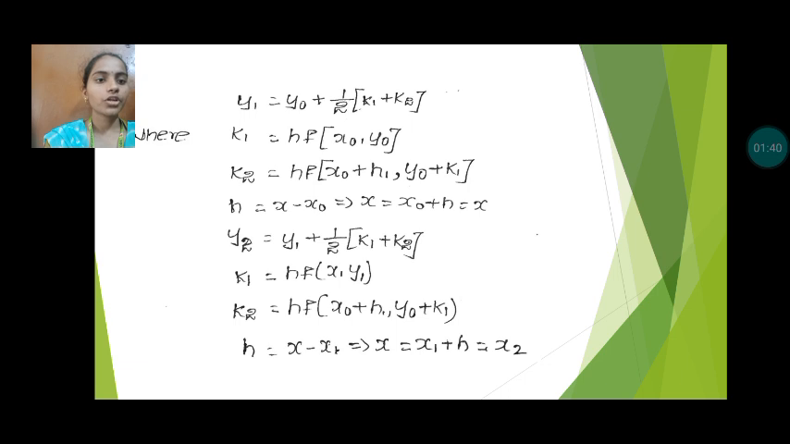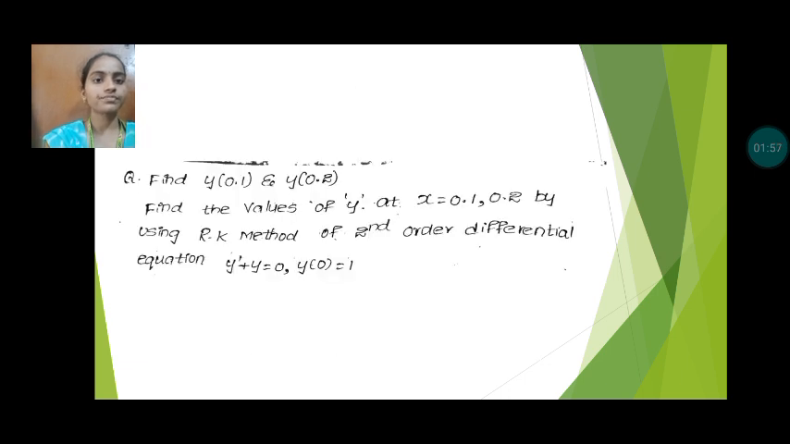y2 is equals to y1 plus 1 by 2 into k1 plus k2, k1 is equals to h of x1 comma y1, k2 is equals to h of x1 plus h comma y1 plus k1, h is equals to x minus x1, x is equals to x1 plus h is equals to x2.